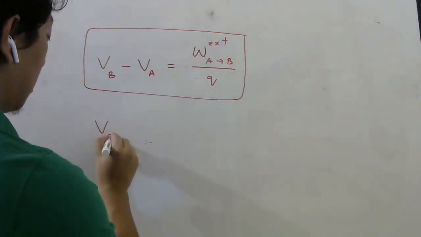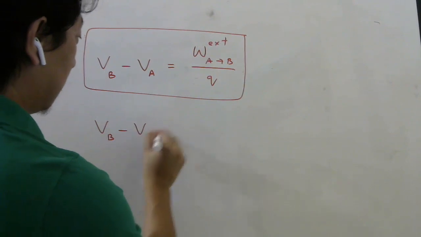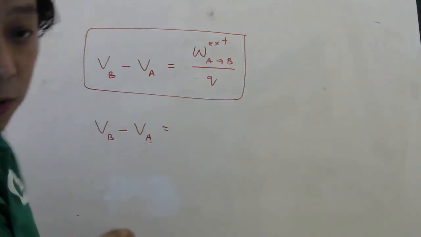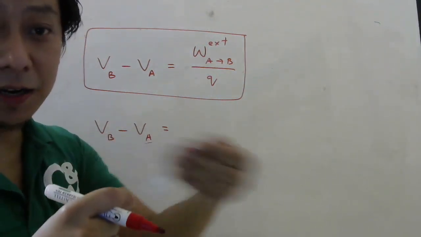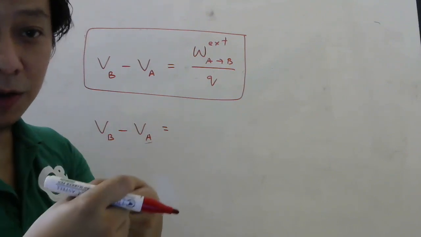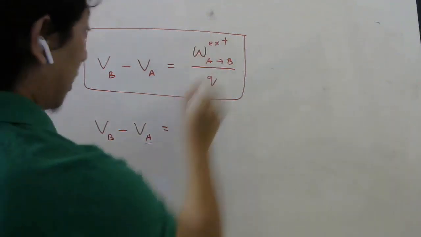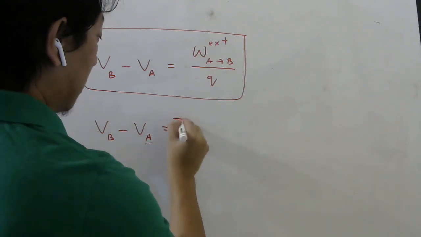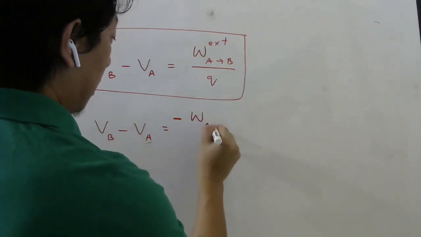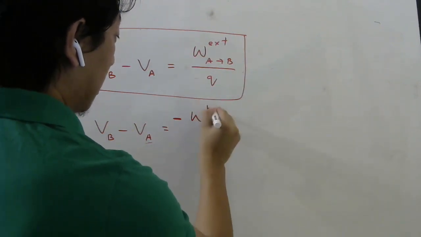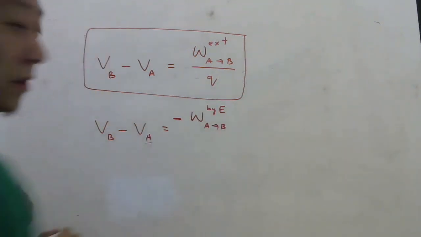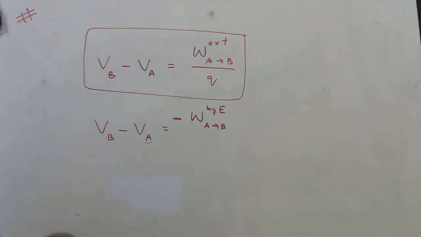What if I want to write work done in terms of electrostatic force? When you move the charge against the electric field, you are doing some work. Electric field is also doing opposite work. So you can also write the same formula this way: minus work done from A to B by electric field, not by external force. It's like gravity.